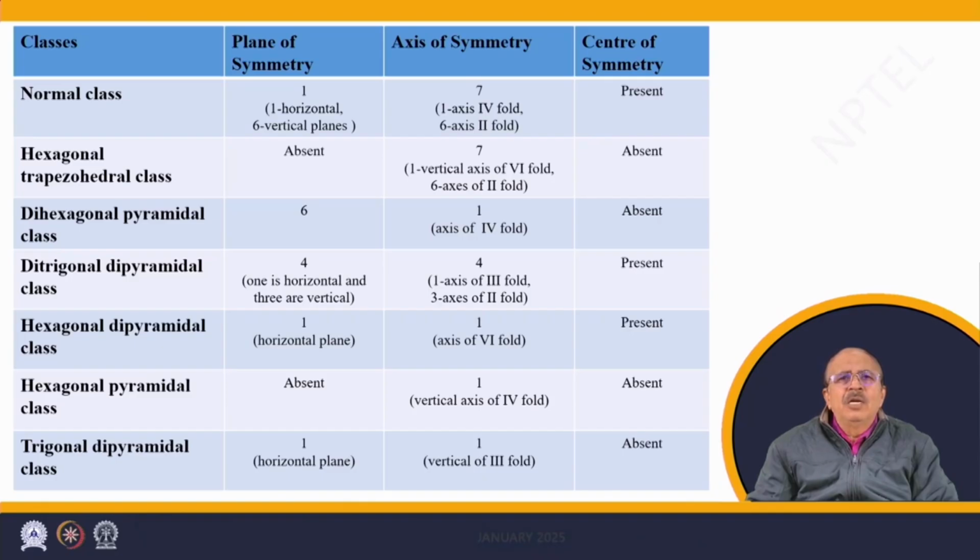And in the hexagonal dipyramidal class, the plane of symmetry 1, the axis of symmetry 1 and the center of symmetry remain present. Whereas in the hexagonal pyramidal class, the plane of symmetry absent, the axis of symmetry 1 and the center of symmetry absent. In the trigonal dipyramidal class, the plane of symmetry 1, the axis of symmetry 1 and the center of symmetry absent. So this is the details about the different classes.